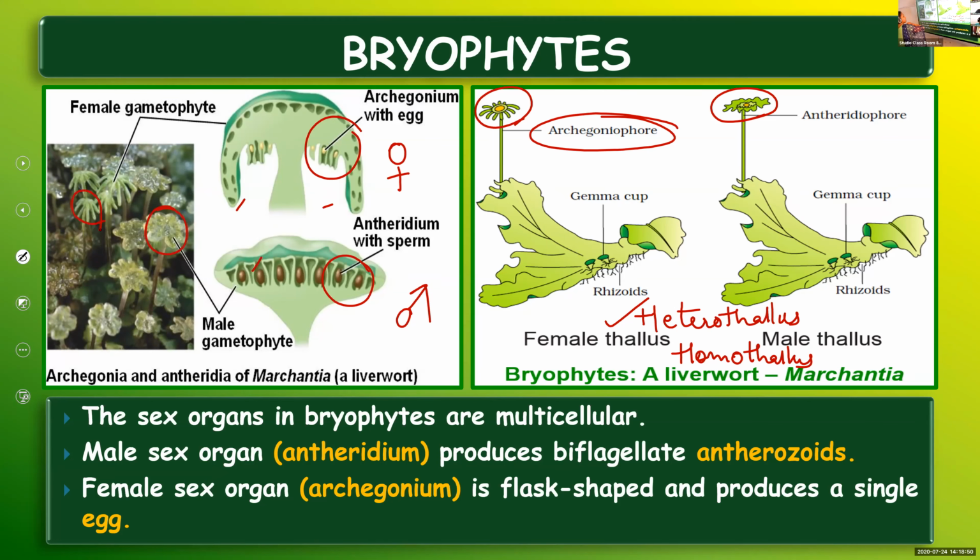For male and female it is different. So you can see the male receptacle and the female one, and the enlarged view of the same is also shown. So once again, the sex organs in bryophytes are Antheridium and Archegonium. Antheridium is the male sex organ and Archegonium is the female sex organ. Antheridium produces antherozoids, which are provided with two flagella, whereas Archegonium, the female sex organ, which is flask shaped in appearance, will produce a single egg.